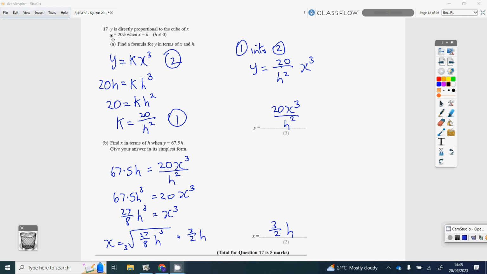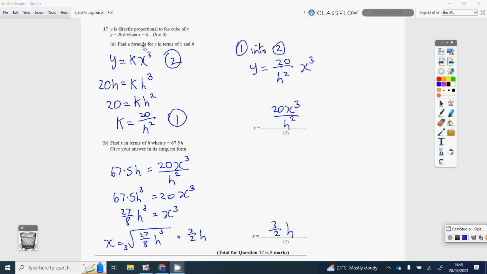Now, on the second sentence, I'm told that y equals 20h. So 20h equals kh cubed, because we've been told that y equals 20h. At that point, I can divide through by h. So 20 equals kh squared. Dividing by h squared, I get k equaling 20 over h squared.